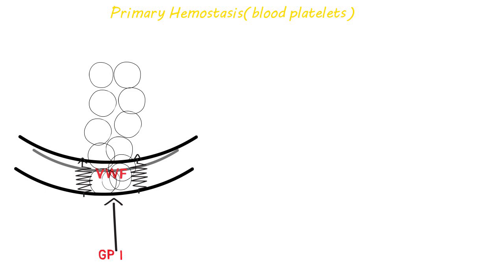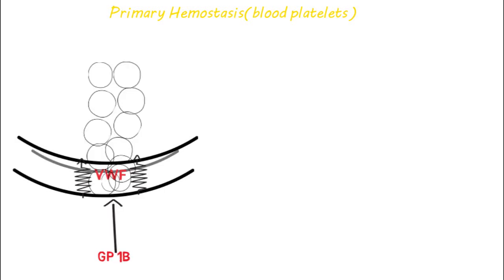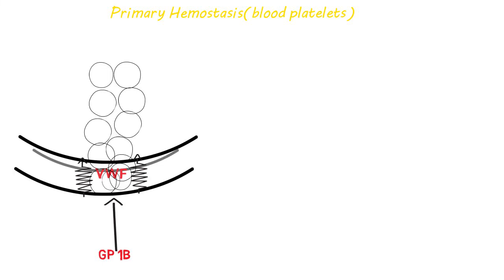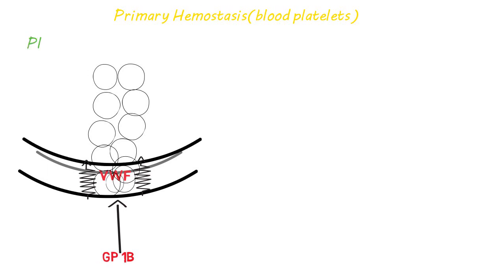So glycoprotein 1b helps to fuse each platelet together. It helps to give them this fine finishing and helps them to settle down there. So the whole process of platelets moving to the site of injury and binding to von Willebrand factor in the presence of glycoprotein 1b is called platelet adhesion.